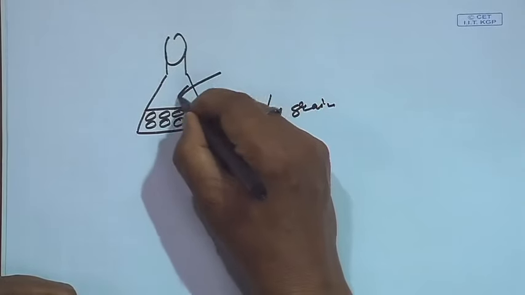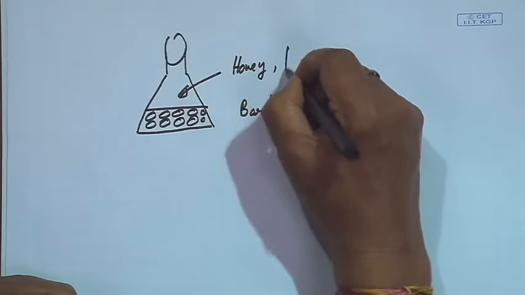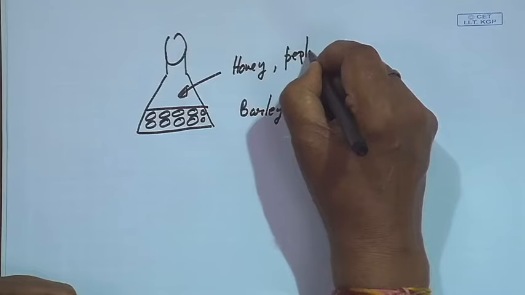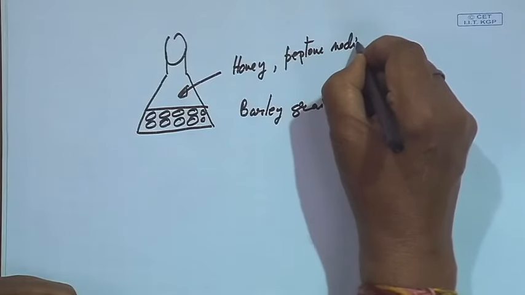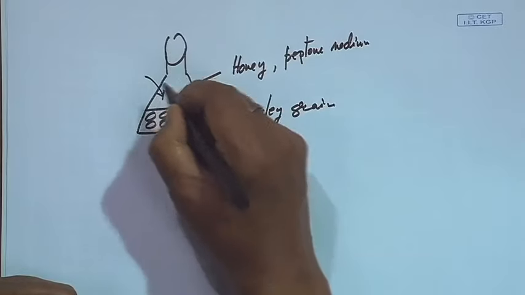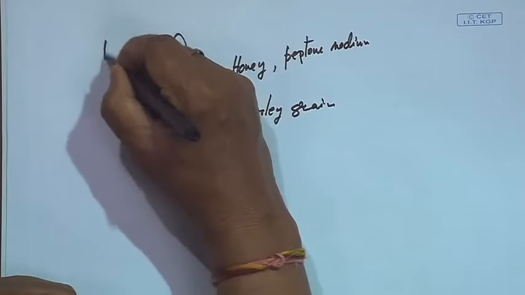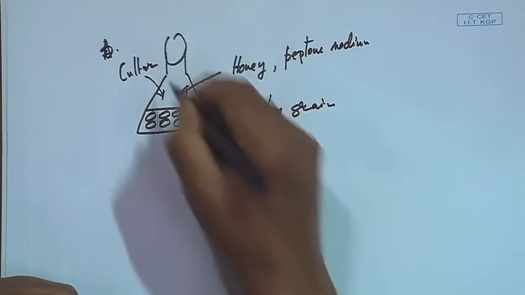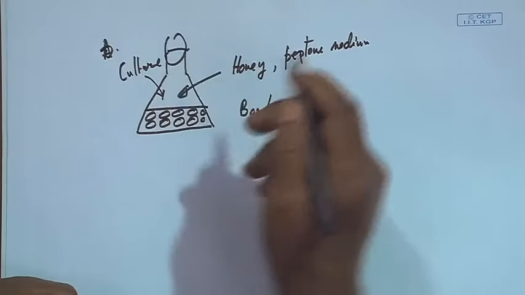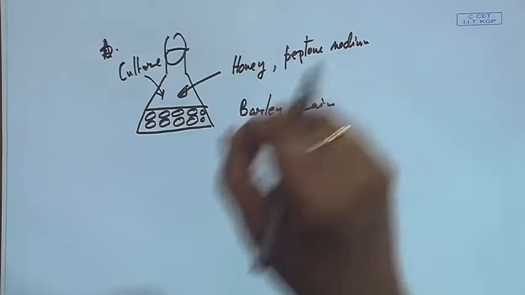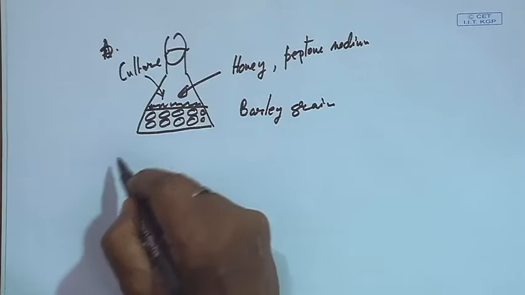Here we put the honey peptone media. Then we inoculate the cell culture, Aspergillus niger, or whatever fungal culture. Now we keep it in the incubator for some time. After a day or so, you will find mat formation at the surface.